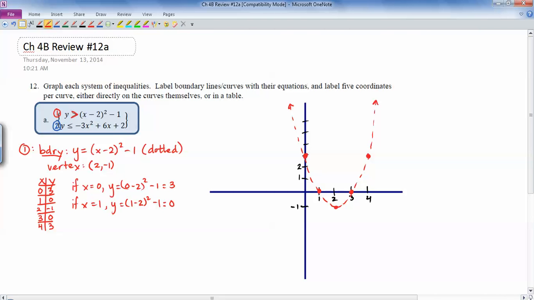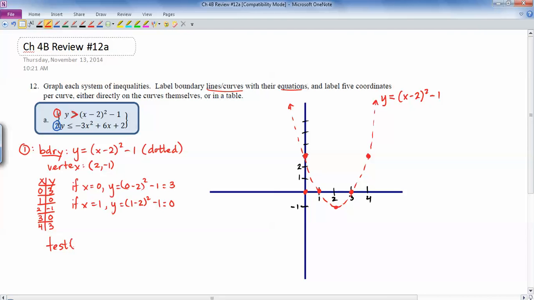Okay. And it says label the boundary curves with their equations. So make sure that you label this one y equals, because the actual dotted parabola is y equals (x minus 2) squared minus 1. And then to figure out the shading part, let's test a point, one that's not on the curve itself. So (0, 0) is a good test point.